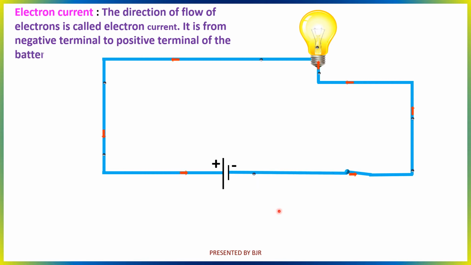Actually, electrons flow from lower potential to higher potential in the circuit. The positive terminal is considered to be at higher potential than the negative terminal. So here electrons are flowing from lower potential to higher potential, isn't it? So at the time of discussion of potential difference, I will clarify everything once again. Okay, so this is called the electron current.